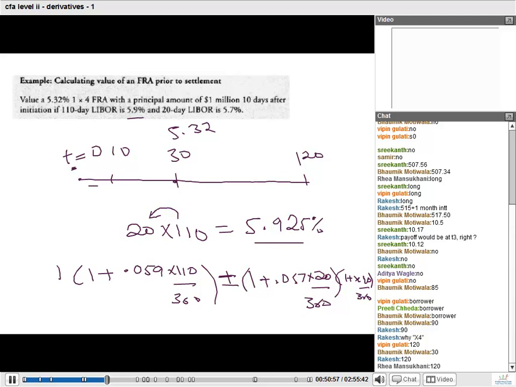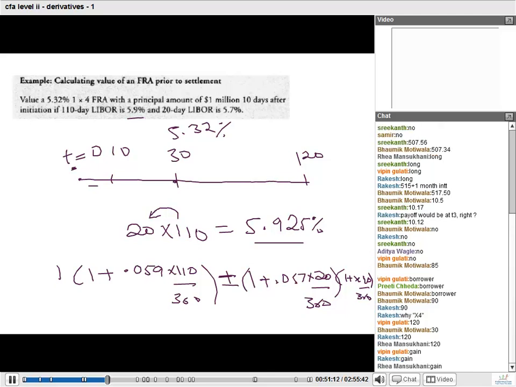What is the rate that I have locked in? I have locked in a rate of 5.32% for a similar borrowing. So has the long party gained or lost? Current contracts are getting locked in at 5.925%. I have already locked in a rate of 5.32%. Again, I can capture my gains or I can exit my position by shorting this FRA.